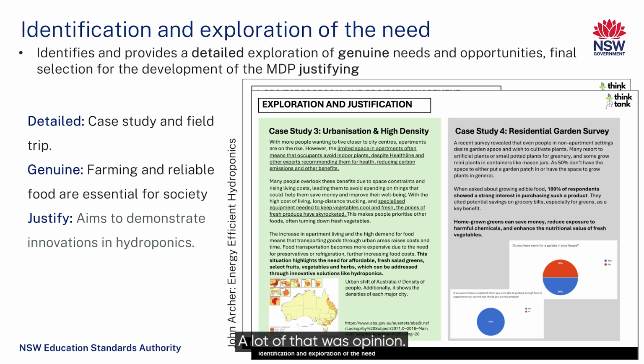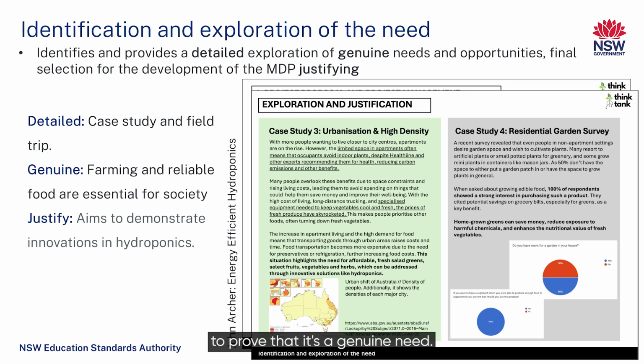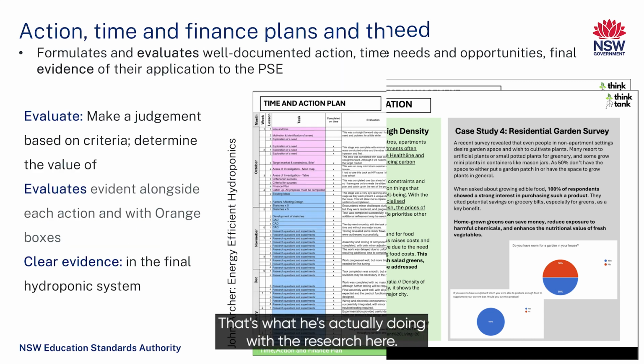A lot of that was opinion. Fantastic project idea. This is what I reckon. However, you need to back it up with facts. That's what's happening here. You can see he's starting to do surveys. He's actually getting out there, doing the research, finding the facts to prove that it's a genuine need. Okay, again, coming back to the outcome. Exploration of genuine needs. That's what he's actually doing with the research here.